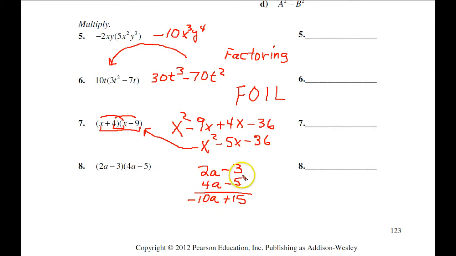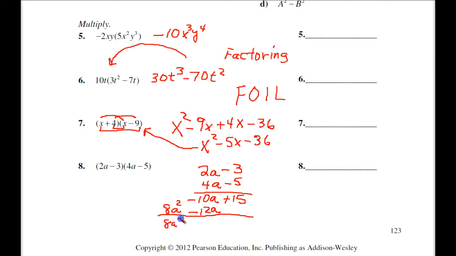Now this term times this term is going to give me a negative 12a. Now notice where I'm putting it in its like term column. And now this one times this one gives me a positive 8a squared. So I've set up a little pattern where I multiply, then develop like terms, and now I just add them.